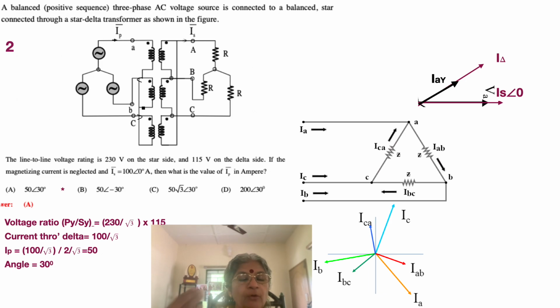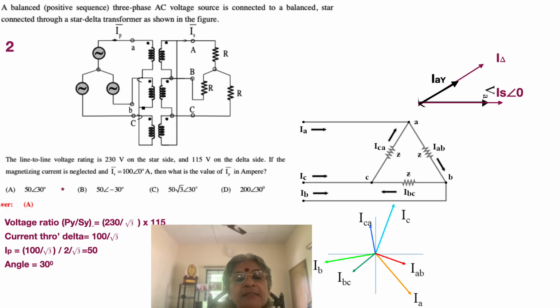So let's go to the next vectorial diagram that has been shown, where we have located IS angle 0. IS angle 0 is because it is given as equal to 100 angle 0. So here we have IS angle 0 on the horizontal. Now let's see: the phase current will be lagging the line current, or the delta current I delta, by 30 degrees.